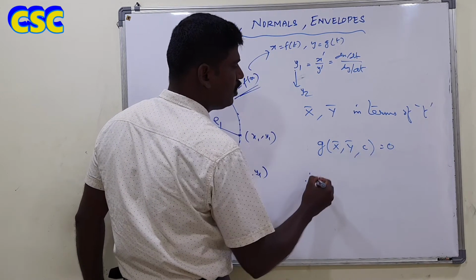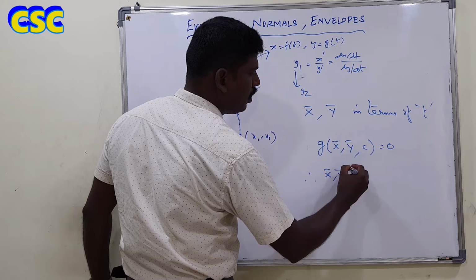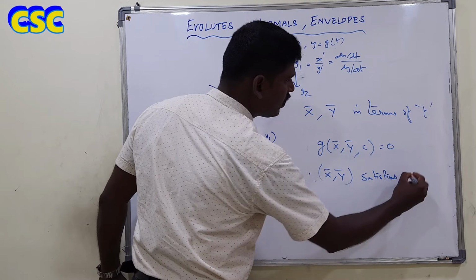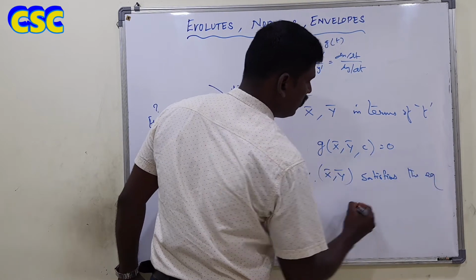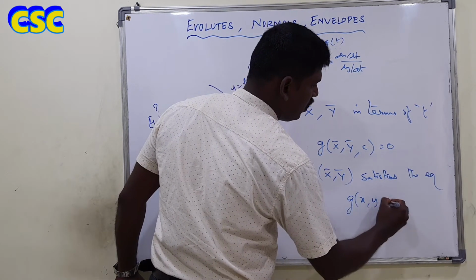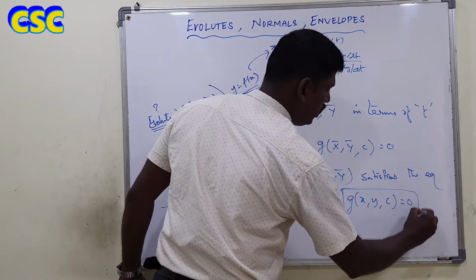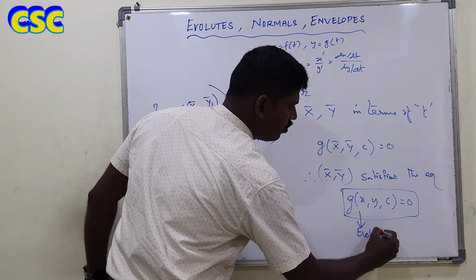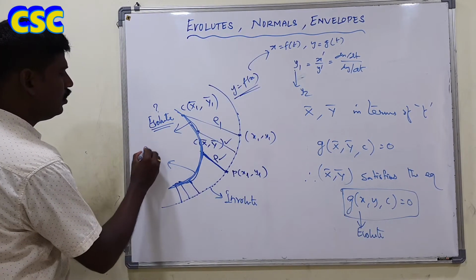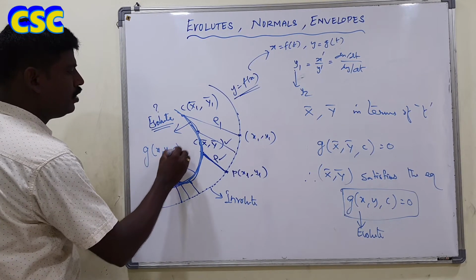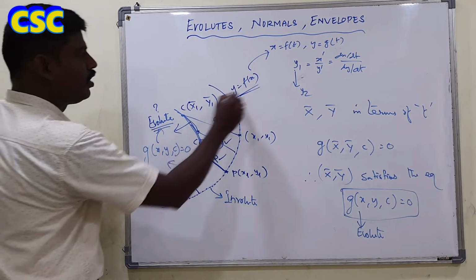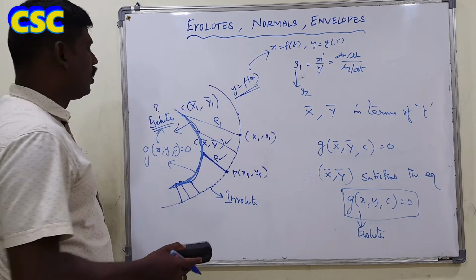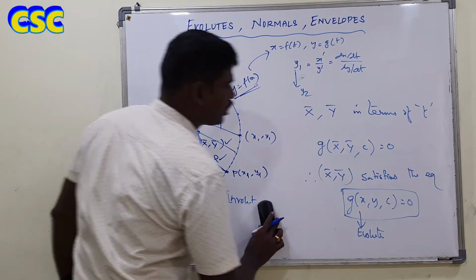Therefore, what we conclude from this curve is that x bar, y bar satisfies the equation g of x, y, c equal to 0. So this equation is called the evolute. This curve, g of x, y, c equal to 0, we call the evolute of the given curve y equal to f of x. So we studied what the evolute is. Just a quick recall.